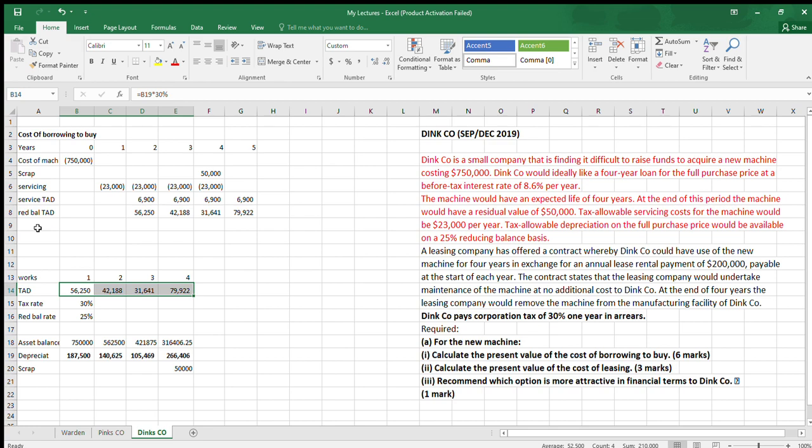So you have to set up your workings to show the examiner what you have done. For the asset balance, you apply the reducing balance rate of 25% to get the depreciation. You drag the formula here up to year 3. For the year 4 figure, you have to deduct the scrap, because it is after year 4 that we sold it, and we don't calculate depreciation on scrap. So you take the scrap out of the asset balance as of year 4. The remaining becomes what was depreciated in year 4. That's very simple.